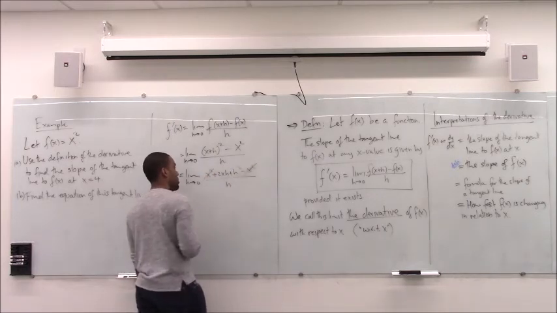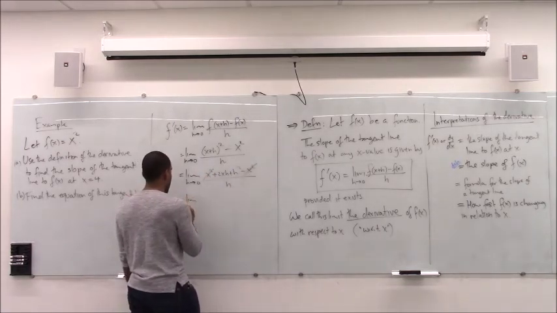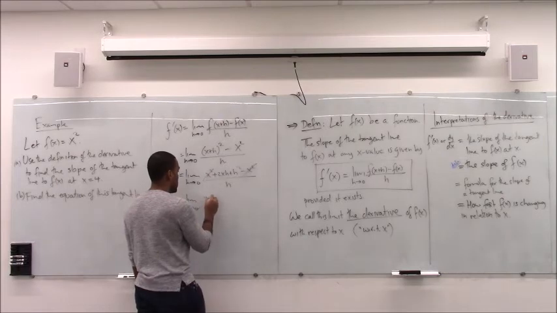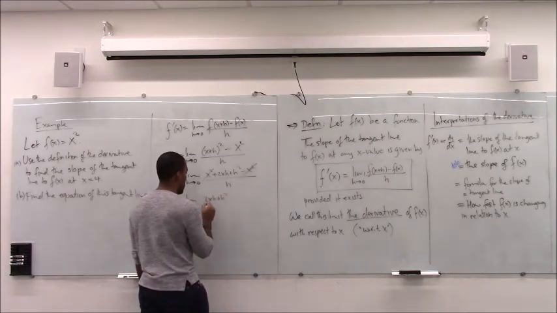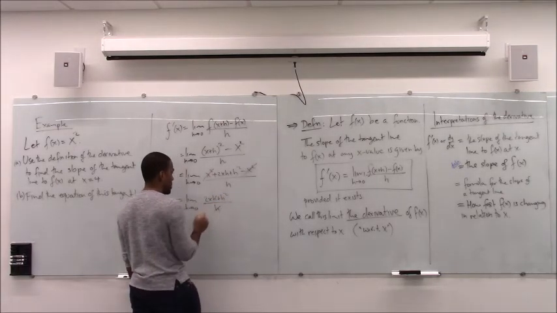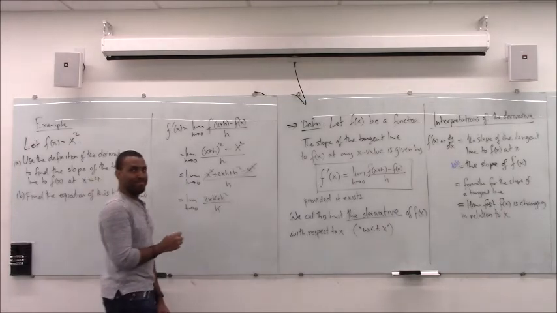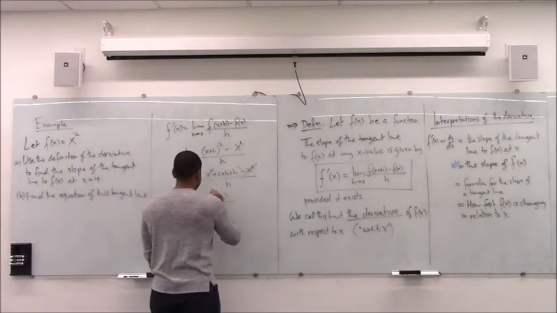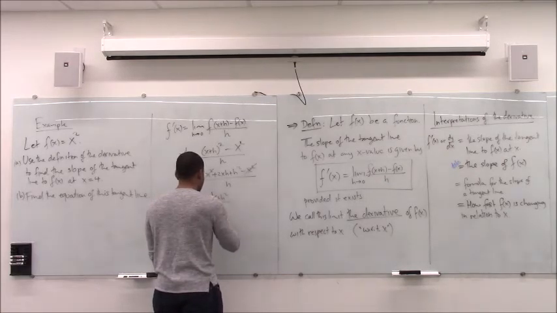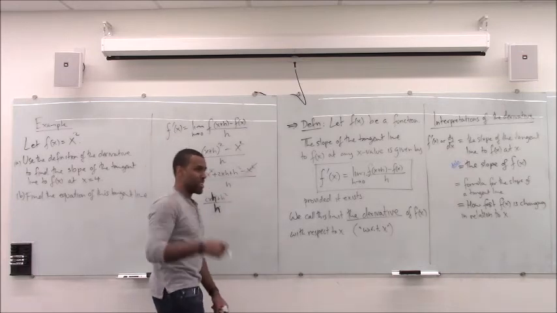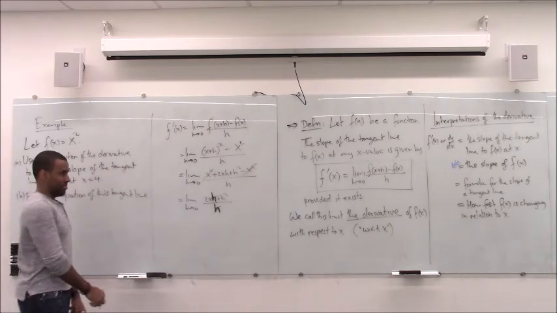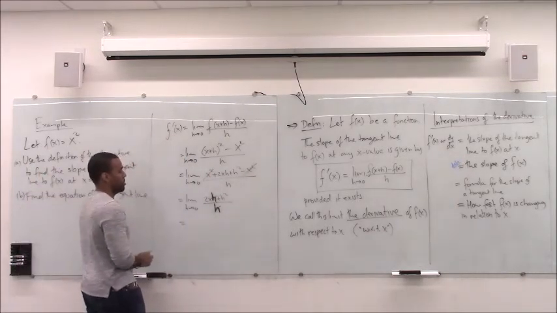The x squareds kill each other. And now we have the limit as h approaches 0 of 2xh plus h squared, all over h. And we can cancel this h right here, right? No. You can't cancel the h's, right? That's canceling across sums. I just want to see if someone's going to say yes, I can throw the marker. Okay. What do we do then?